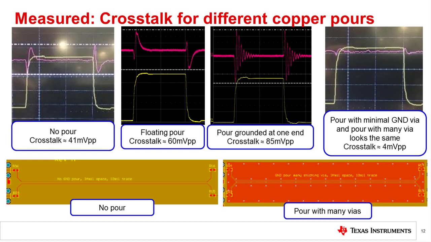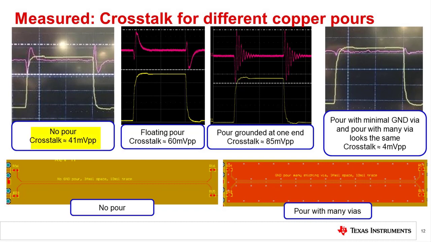This slide summarizes the measured results for copper fill experiments discussed on the previous slide. The layouts at the bottom show the example with no pour and a ground pour with many vias. The same circuitry and PC board layout geometries are used in each experiment except that the pour is changed. The oscilloscope waveforms show the 3.3 volt 10 MHz square wave applied to the aggressor trace in yellow, and the crosstalk is shown in the red trace.